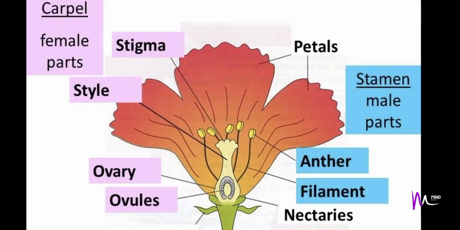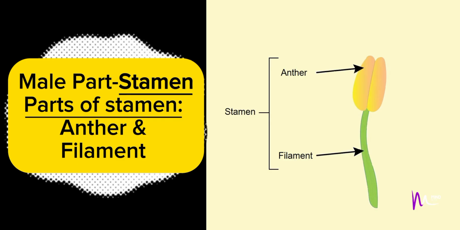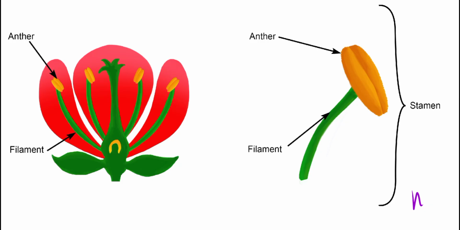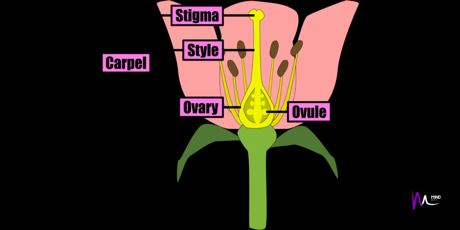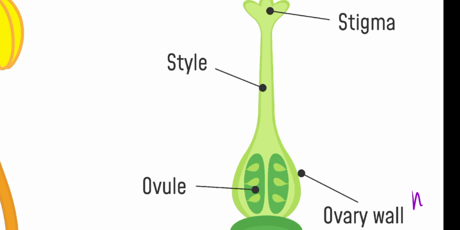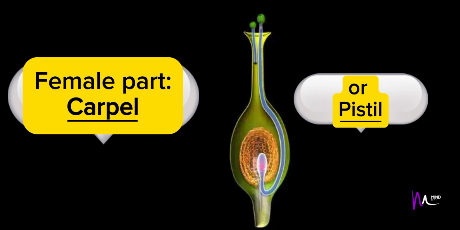The male and female parts of a plant are the key elements in pollination. The male parts include the anther and filament, which together are called the stamen. The stamen produces the pollen. The female parts are the stigma, the style, and the ovary at the base of the flower, which together are called the carpel or pistil.